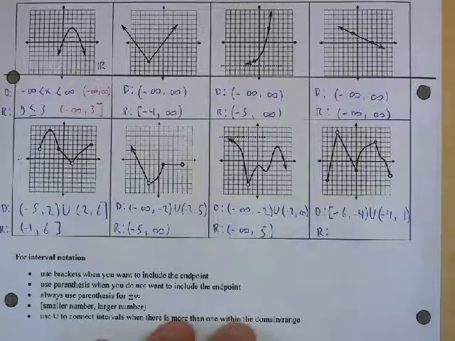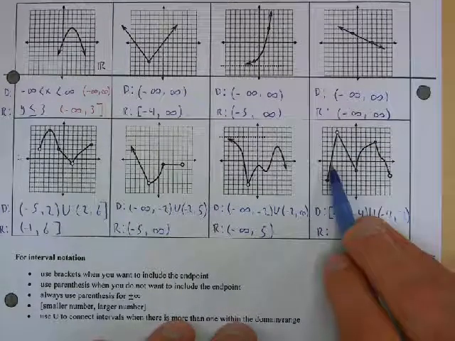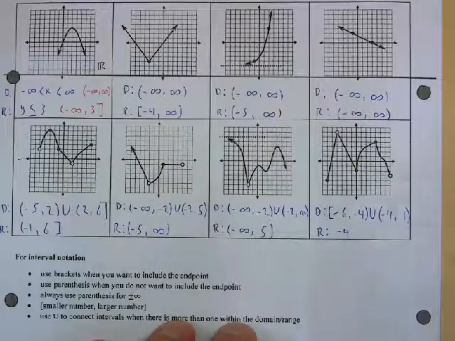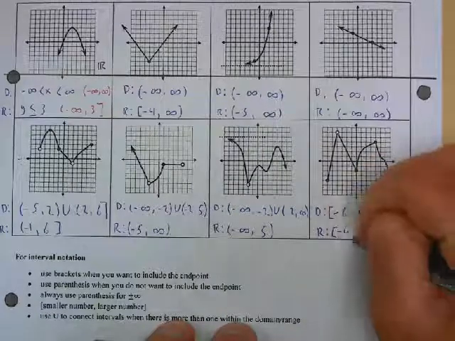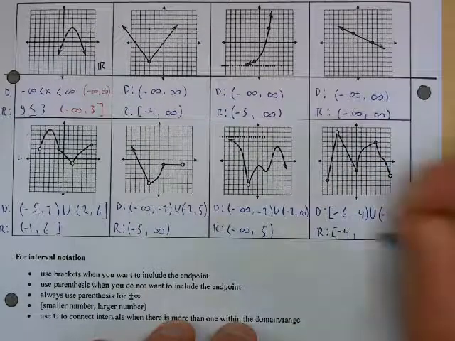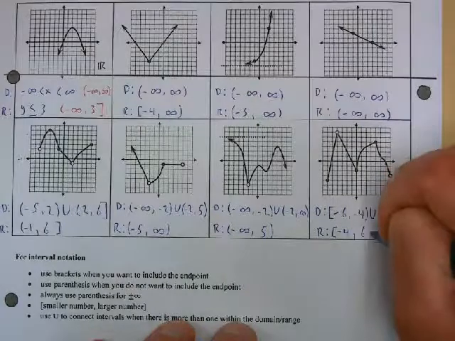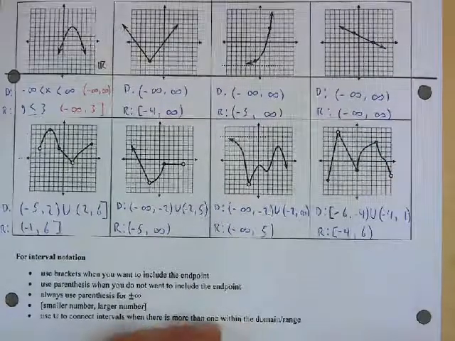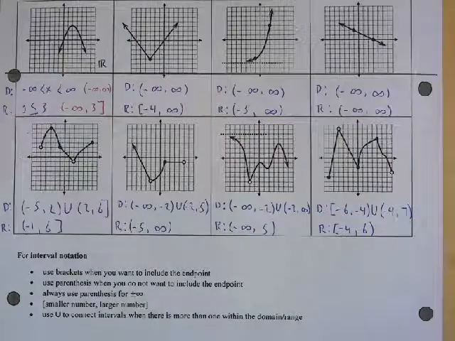Well, what's our lowest point on our graph? That's down here at -4. It's a closed circle, so we want brackets around that. And then that goes up to what? Well, this high point at y equals 6. It's an open circle, so we want parentheses around that. So then there's the domain and range, and that wraps up the second page of the notes. And then the third page is coming up.